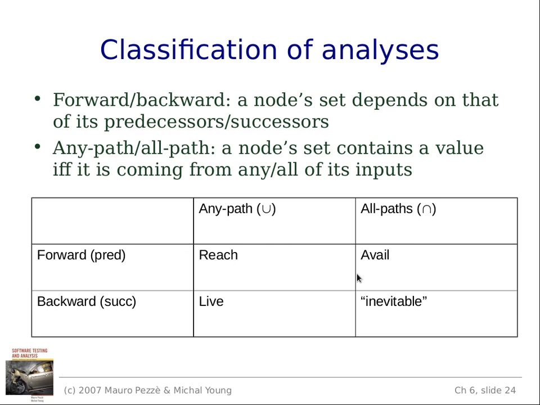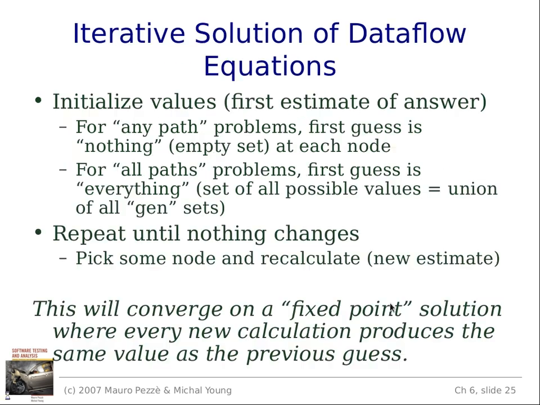If all paths from predecessors can come to it, that's why it's an intersection, then it's available. If something in the future on any path actually modified it, then it's live. And if something in the future on all paths did something to it, well, that's inevitable, hopefully. We don't have a good term for this one.